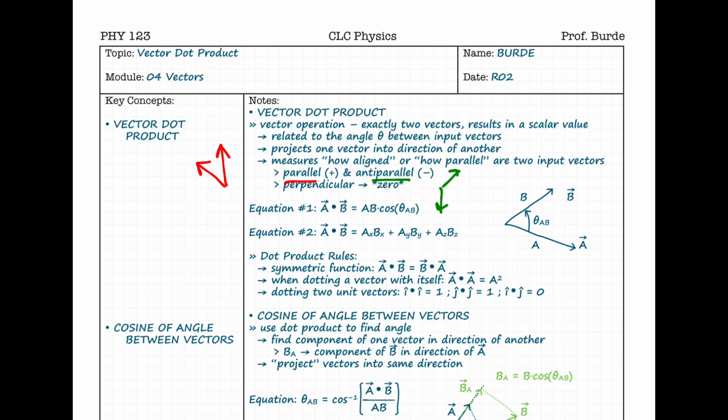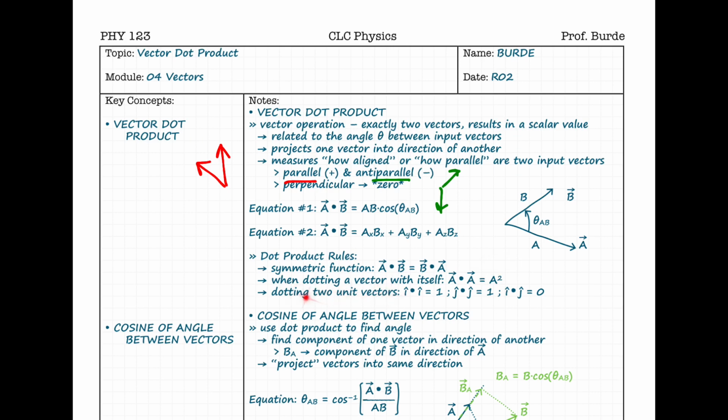A couple of rules about the vector dot product. It's a symmetric function. Being a symmetric function, it means that a dot b is equal to b dot a, because if you swap the order of multiplication here, b dot a would be bx times ax plus by times ay, and so forth. That is the exact same quantity. If you dot a vector with itself, a dot a, that would be ax squared plus ay squared plus az squared. That is the magnitude of the vector A quantity squared.